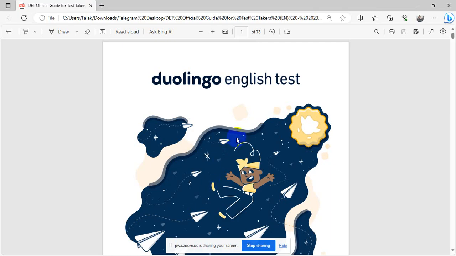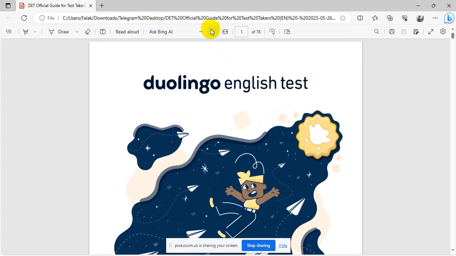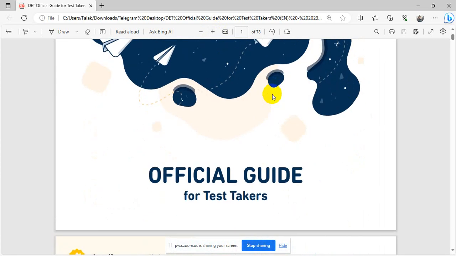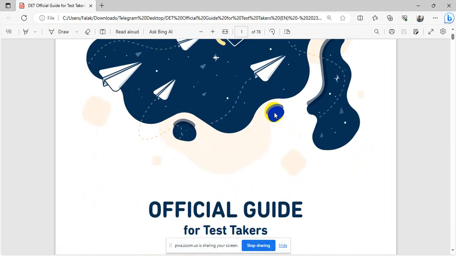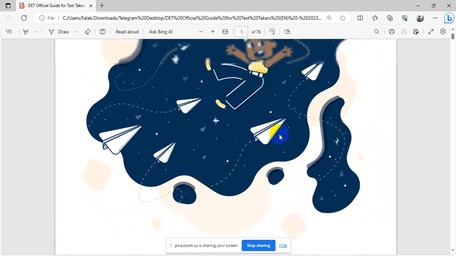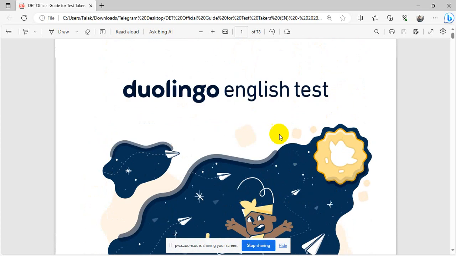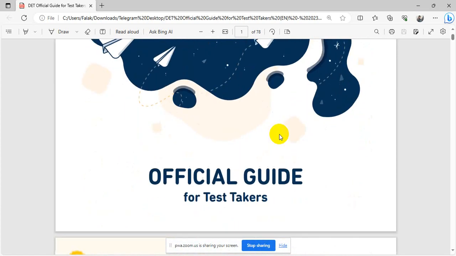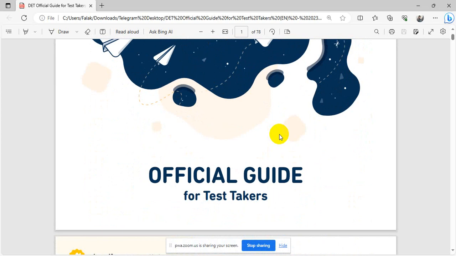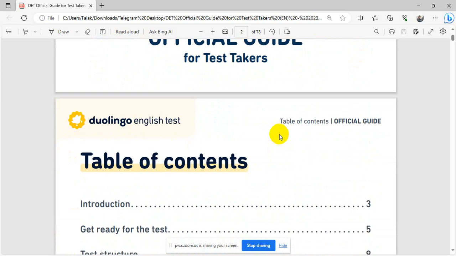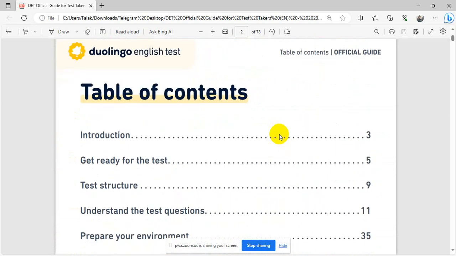So as you can see on my screen, that's the first page of the Duolingo guidebook. Okay, guys, Duolingo English Test. This is the official guide for the test takers, and this official guide is written by Duolingo themselves. So that's why I thought that a very reliable book that we can choose for this course can be from them. This Duolingo book has been written by the Duolingo website and the Duolingo teachers. They wrote this book. That's why I find this book very beneficial and effective for this course.